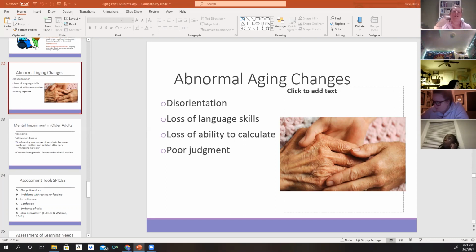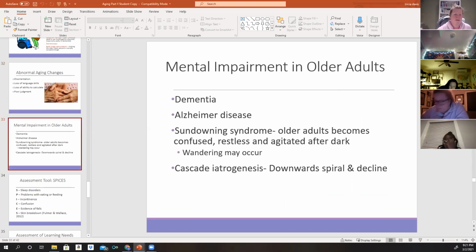They also may be slower to respond. They have a loss of ability to calculate, so they can't put one and one together to make two. They have a hard time making judgment about certain things. These are all things that you can see, but not things that are normal. The mental impairment that we see, we're going to see dementia, Alzheimer's disease, sundowning syndrome.